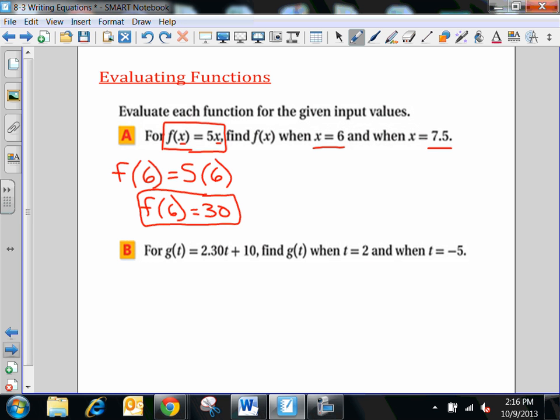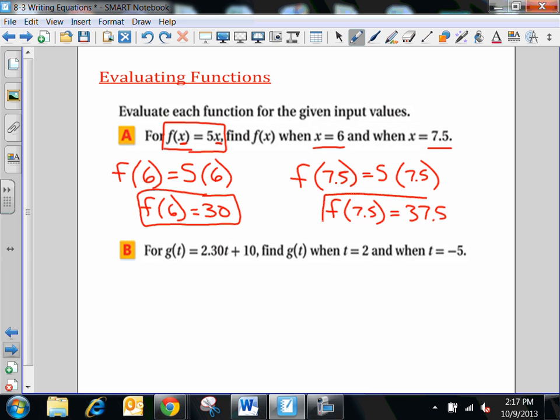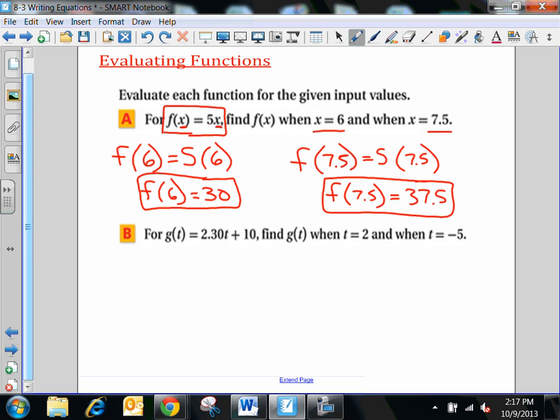All right? The next example here would be f of 7.5. So we plug 7.5 into the same equation, 5 times 7.5. Everywhere that there's an x, we plug in a 7.5. So 5 times 7.5 is 37.5. So I would say this, f of 7.5 is equal to 37.5. And that will be our answer for the second part right there. Okay, I want you to try B, and then we'll go over it.